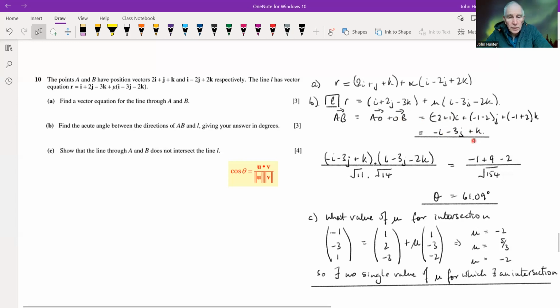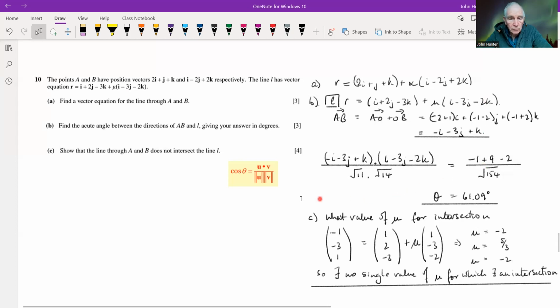So what the question is asking us is the acute angle between the directions of those. The two directions in question are this, and this here, which is the direction vector for L. So this is the direction of AB, and this is the direction of L.